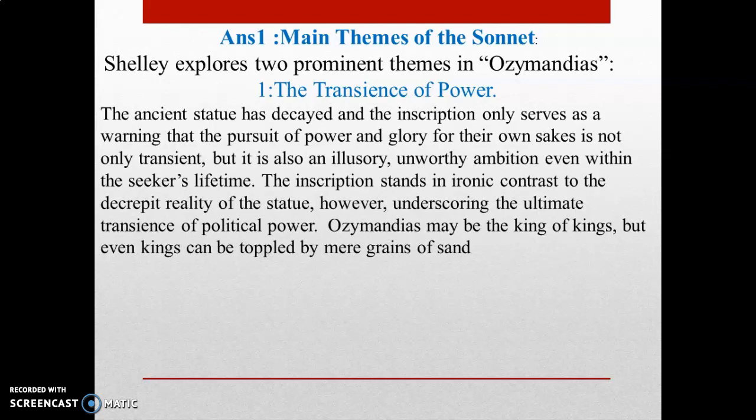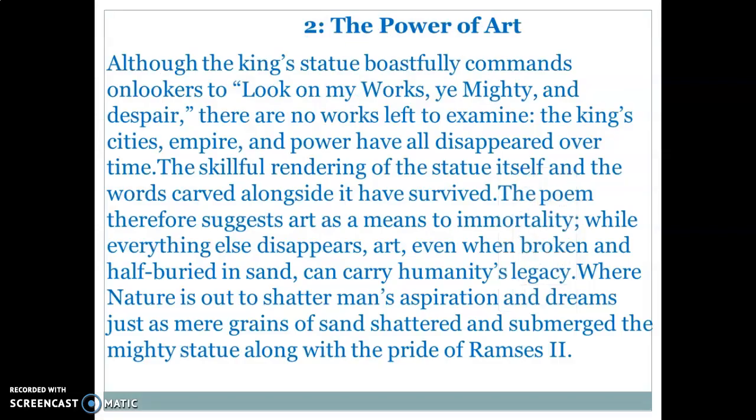Shelley explores two prominent themes in Ozymandias. First is the transience of power. The ancient statue has decayed, and the inscription only serves as a warning that the pursuit of power and glory for their own sake is not only transient, but also an illusory, unworthy ambition even within the seeker's lifetime. The inscription stands in ironic contrast to the reality of the statue. However, underscoring the ultimate transience of political power, Ozymandias may be the king of kings, but even kings can be toppled by a mere grain of sand.